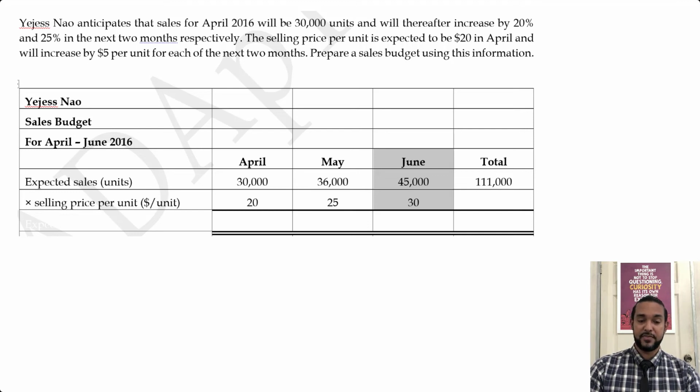And now to find total revenue, we simply multiply going down. So 30,000 by 20 is 600,000. 36 by 25 is 900. 45 by 30 is 1.35 million. And again, you can add going across to find the total sales revenue earned. Okay, I think I have one more thing for you guys in this video. Let's take a look at that.